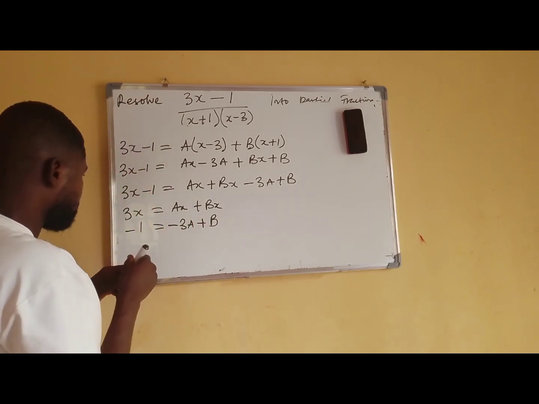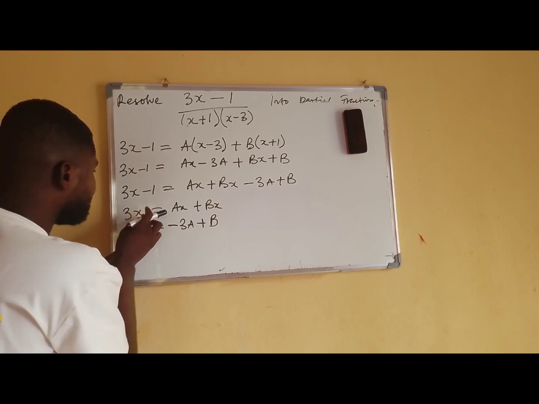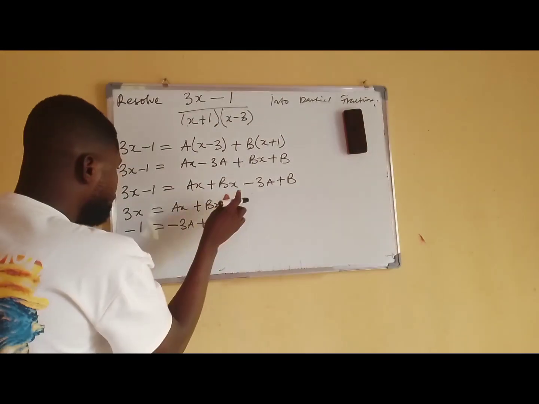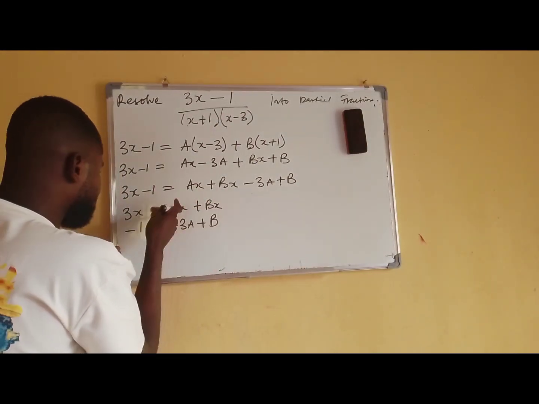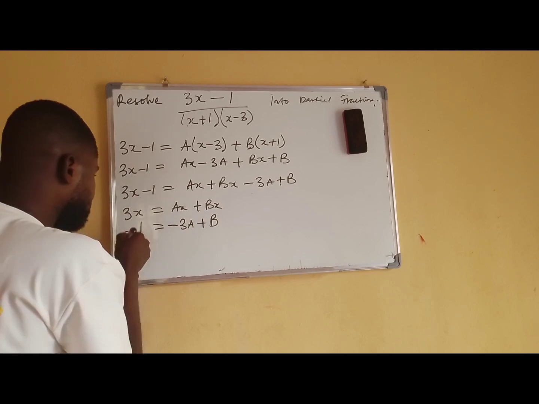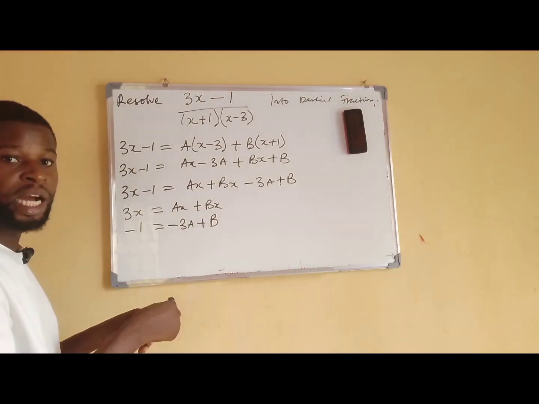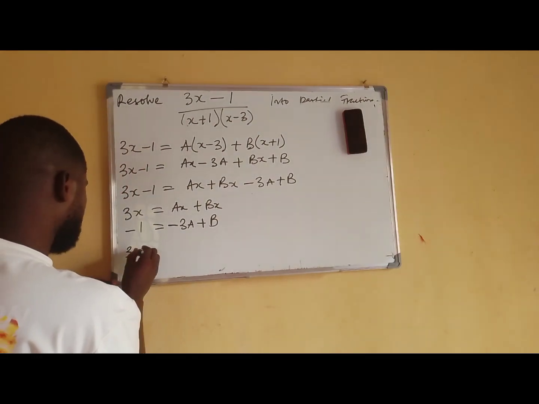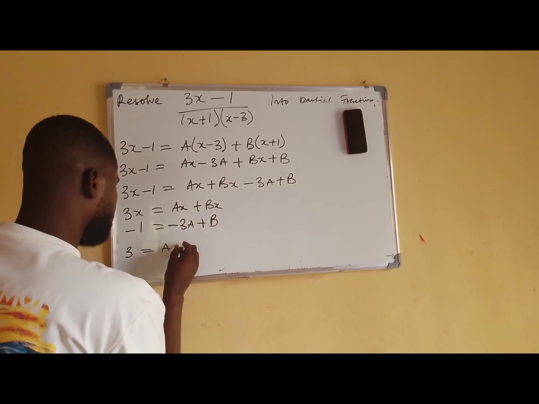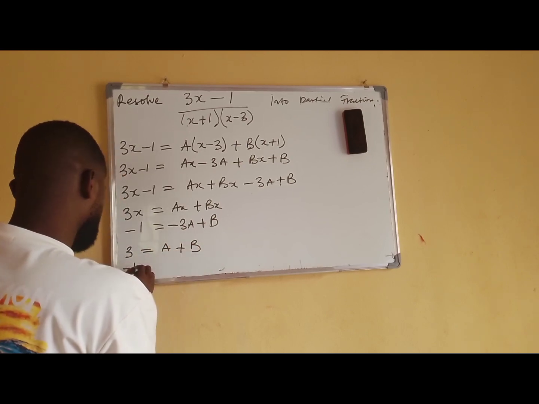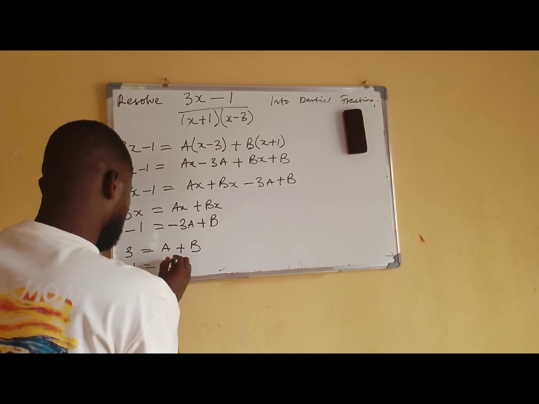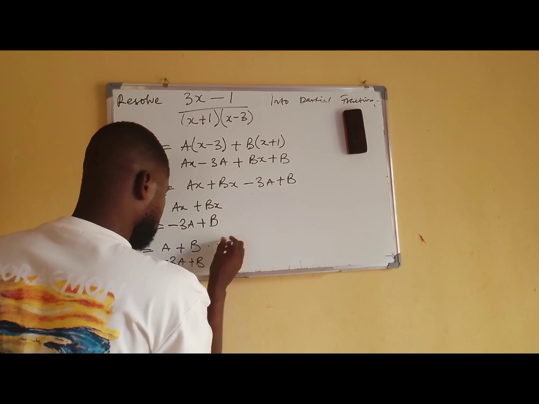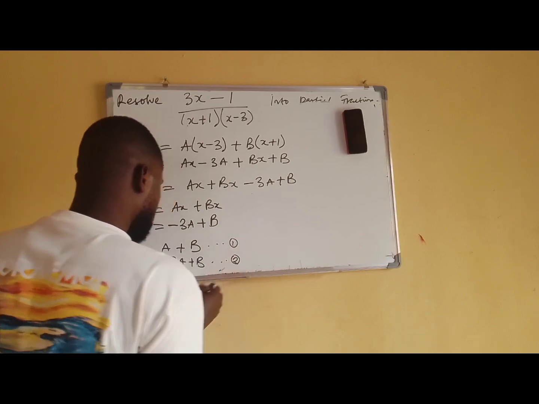From this point, what do we do? Now we are having x. Let's say this is equation 1 and this is equation 2. In equation 1, we are having x in all of them. What do we do? This x will cancel each other. Are you getting what I'm saying? We'll now be left with 3 is equal to a plus b, and minus 1 is equal to minus 3a plus b. Let's say this is equation 1 and this is equation 2.